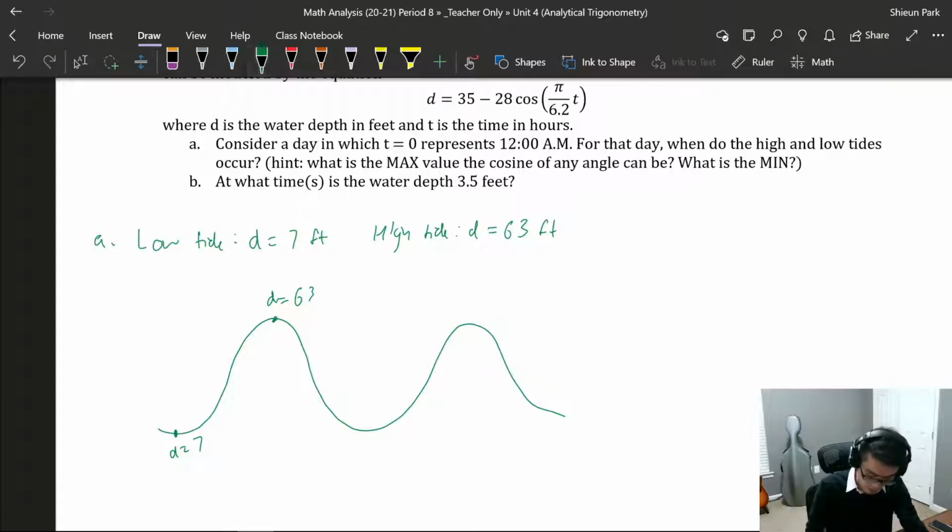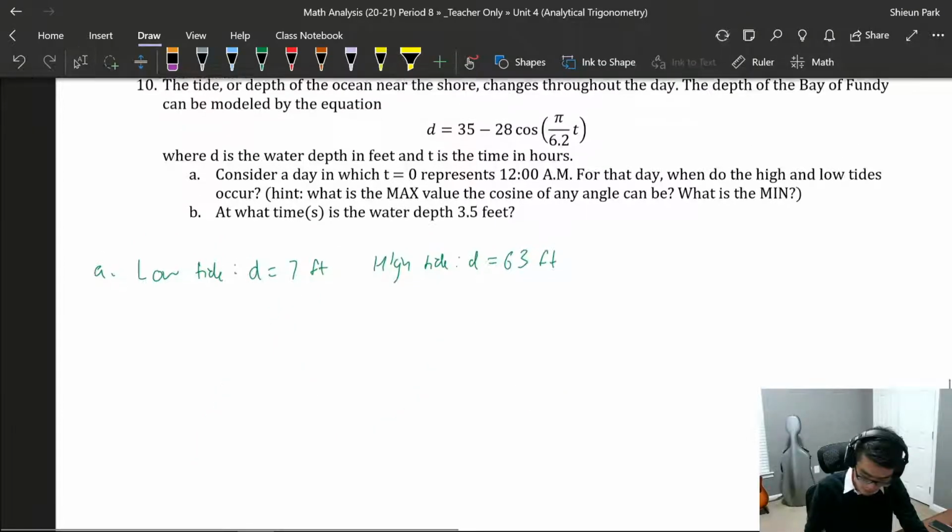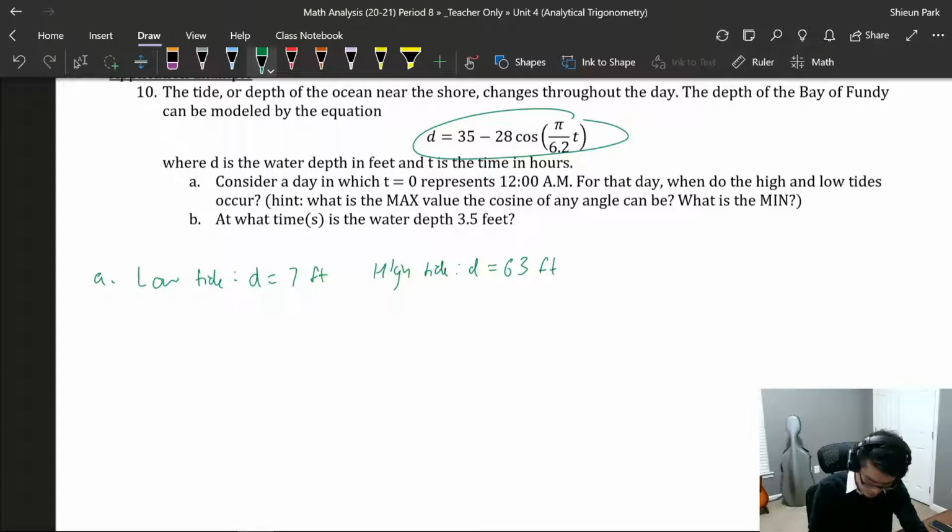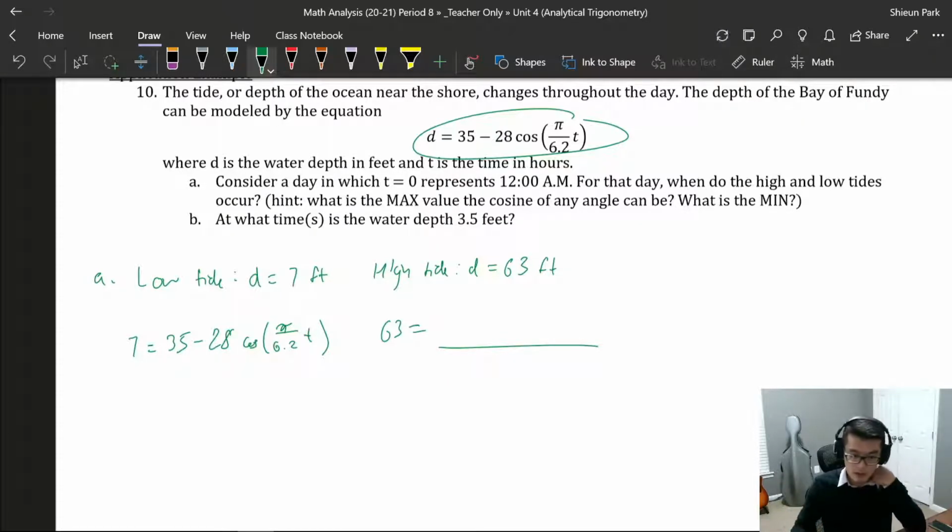Lucky for you, you have the formula, because it's given right here. So we can plug in D is 7, equal to 35 minus 28 cosine of all that expression. And the same thing here, 63 is equal to all that expression. If you solve for t, using what we did last time, we only did the high tide, I think. For the high tide, we got that the time is roughly equal to 6.2 hours. For the low tide, if you do the exact same process, we pretend we've done all the work, you get 0 hours.